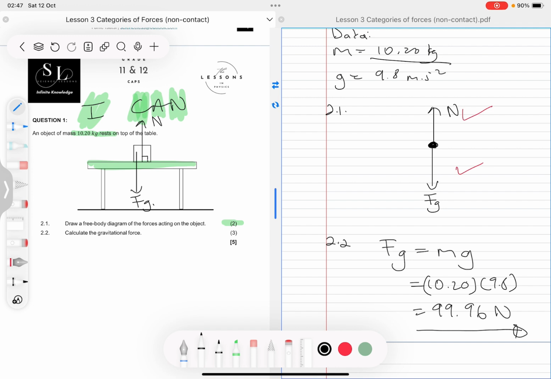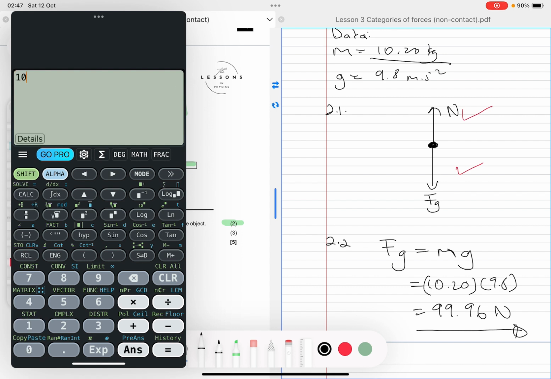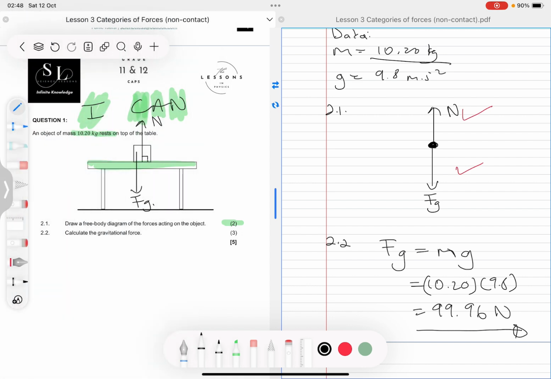And sometimes you want to change parameters here. I can say, okay, if I were to put half of this mass here, how will this change? I expect to get that to be half, right? So if I were to say 10.2 divided by 2, I make it half, it's 5.1. So if I say 5.1 times 9.8, I expect to get half of this, right? 49 point that. If you say 99.96 divided by 2, that gives you 49.98. So I know that my answer does make sense. It's around the expectations of what makes sense, right?